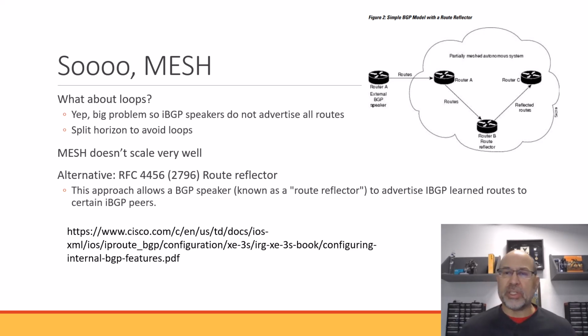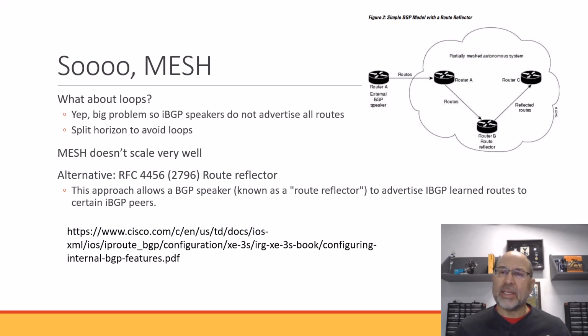And for this reason, we do things like split horizon in routing protocols to avoid loops. There are also a number of other routing techniques that we use, such as null routing. We can do poisoning. We can do count to infinity in the case of RIP.